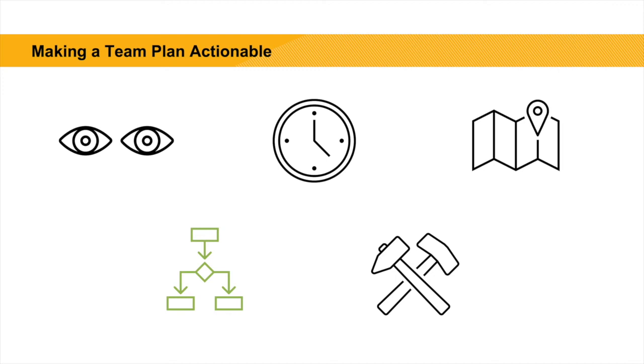The last thing to make a team plan more actionable is the tools. What tools are you going to be using? Do you prefer a task manager? Do you prefer a group message? Do you prefer a written agenda? These are really important to discuss to make sure everyone's on the same page and that you're updating things in the right place.